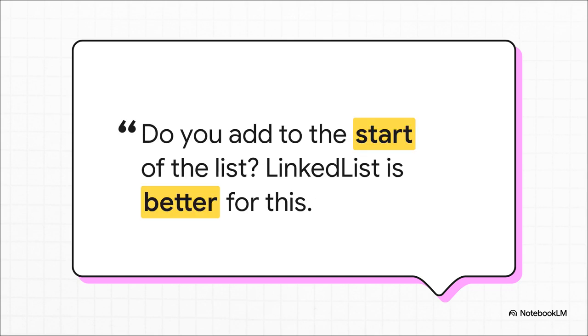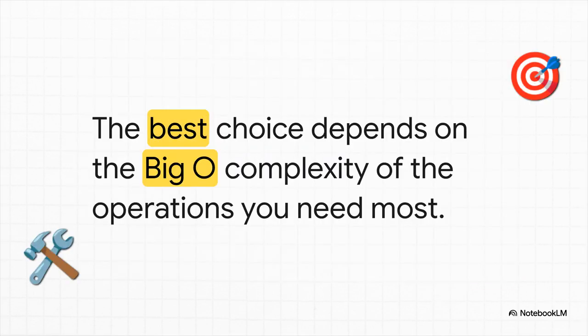But, and this is a big but, here's the crucial distinction. If your specific job involves constantly adding or removing items from the very beginning of a massive list, an ArrayList would be awful. It would have to shift every single other element every single time. And in that specific scenario, the linked list's O(1) constant time insertion makes it the undisputed champion. And that's it, right there.